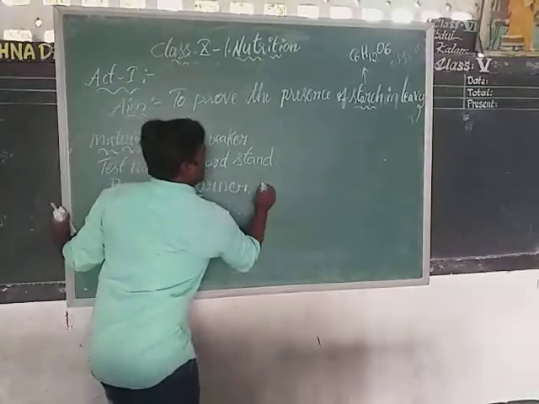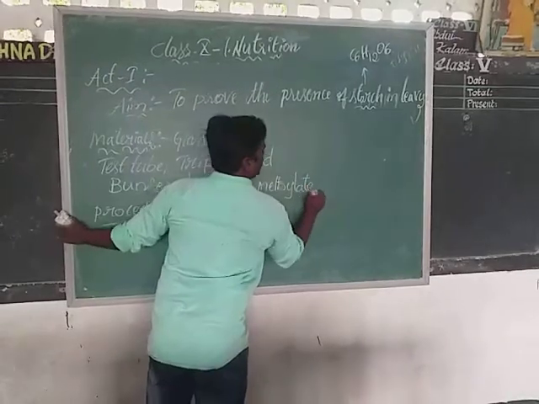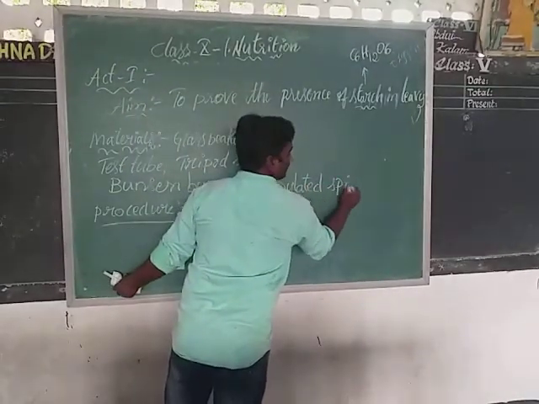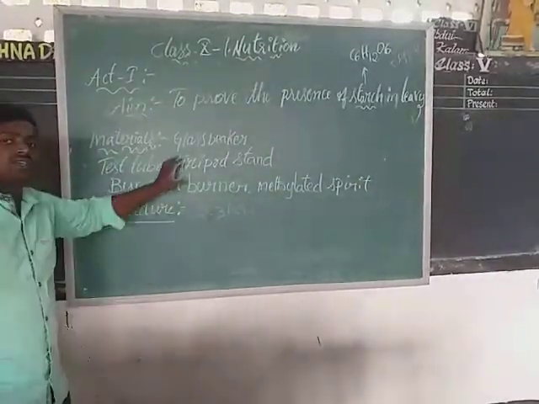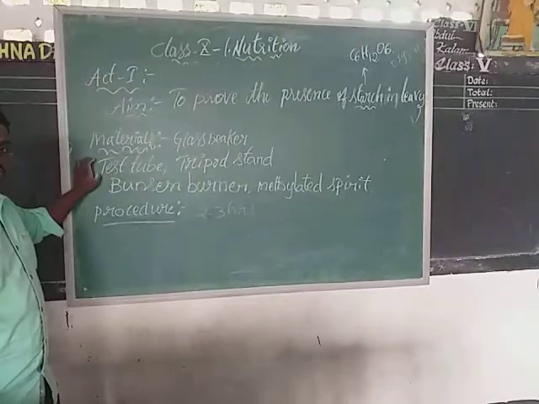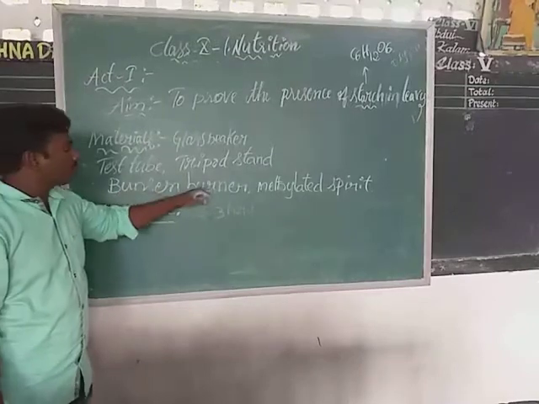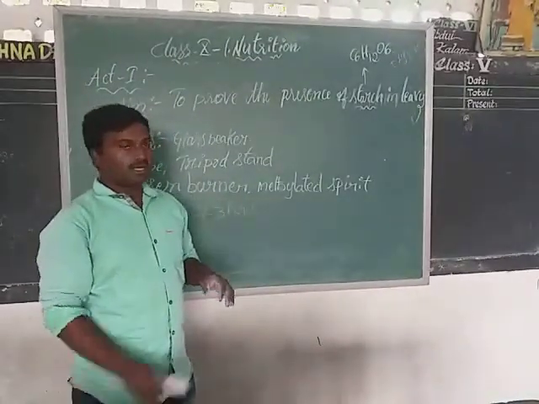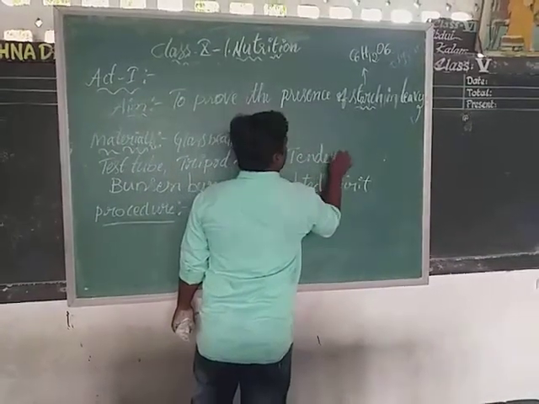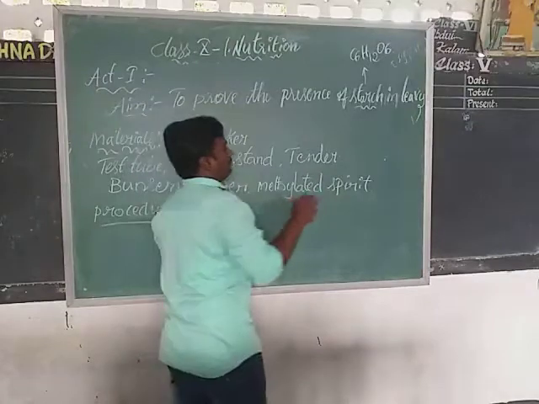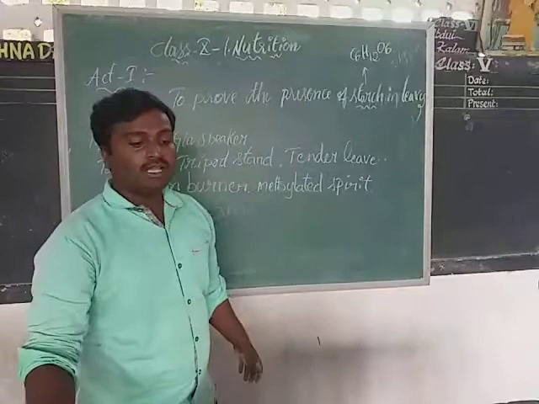Next, methylated spirit. Do you know spirit? Methylated spirit is alcohol. Spirit is nothing but alcohol. So what are the materials required for this process? One glass beaker, test tube, tripod stand, burner. Which burner? Bunsen burner, methylated spirit, and a tender leaf. Tender means small, a new leaf. So these are the materials required for this process.